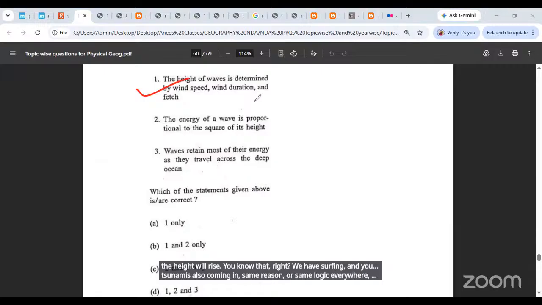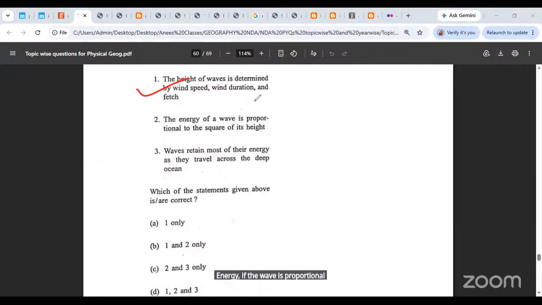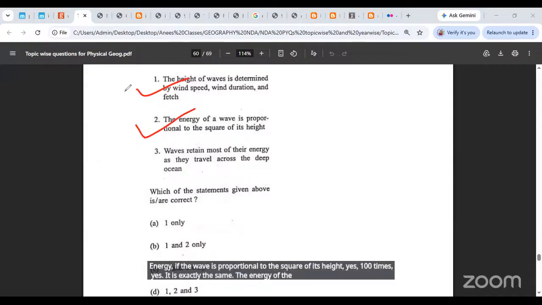Energy of the wave is proportional to the square of its height. Yes. 100 times yes. It is exactly the same. The energy of the wave is proportional to the square of its height. Whatever the wave height is, उसका square करो, उससे proportional हो जाता है.